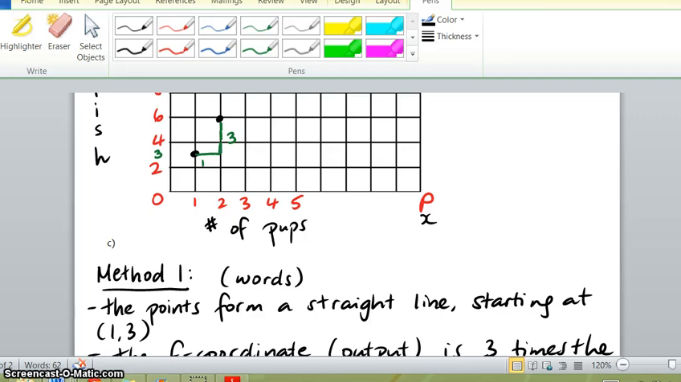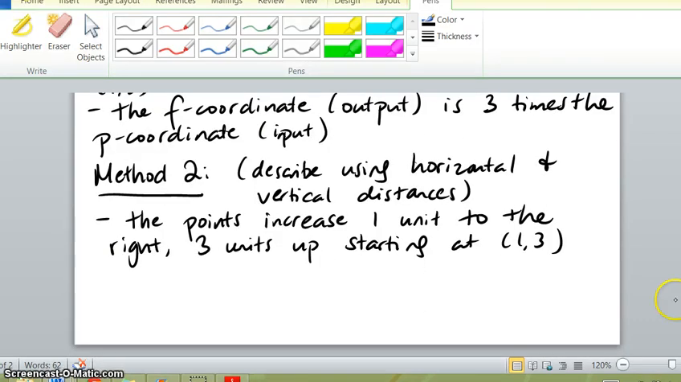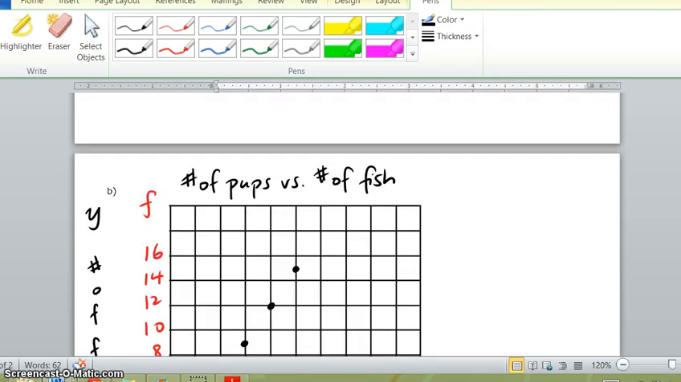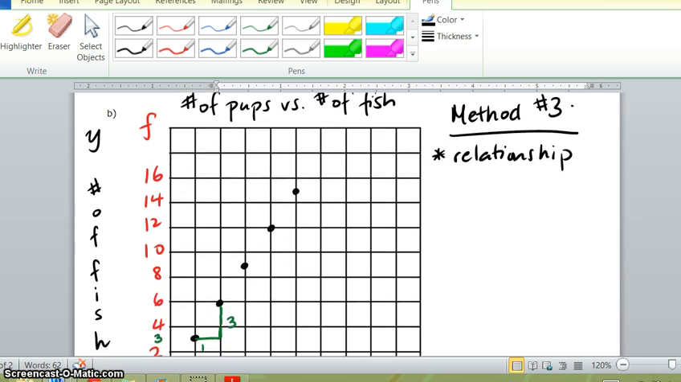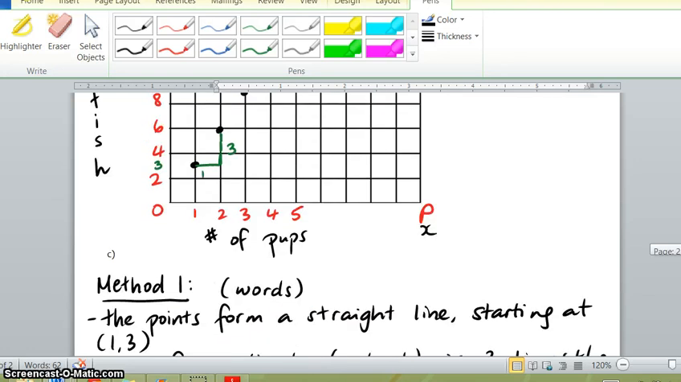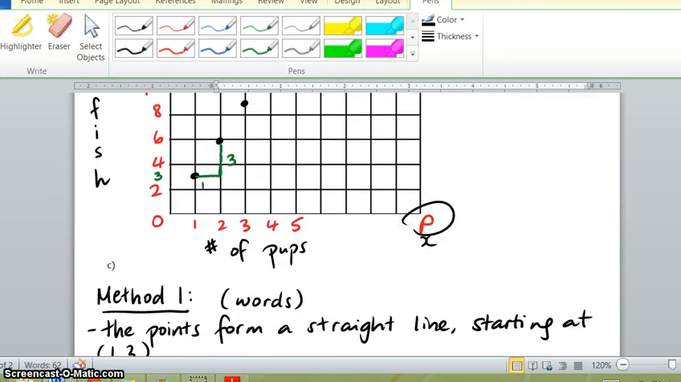Okay, finally method 3 in describing the pattern. To avoid extending my page, I'm just going to put method 3 up here because this is actually the one that you really want to focus on in describing patterns. And that is describing using a relationship. In other words, we're going to describe this relationship between the number of pups versus the number of fish in an algebraic way. So we're going to use an equation. Remember that we're dealing with the variables f for fish and p for pups.